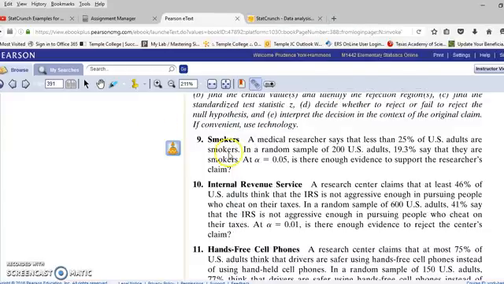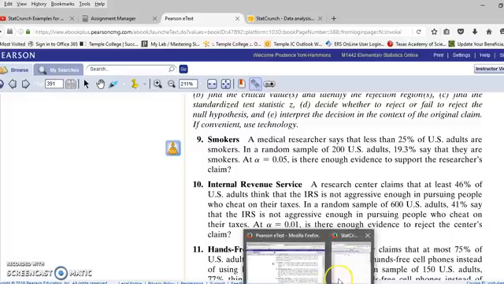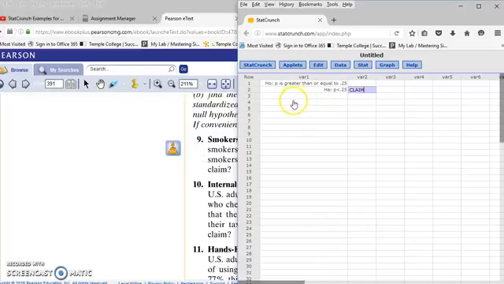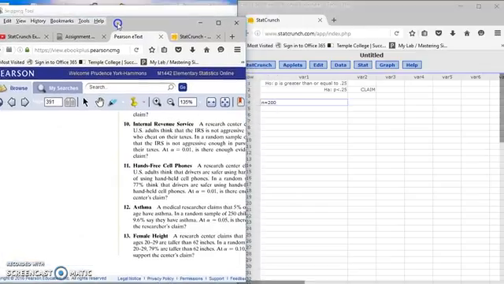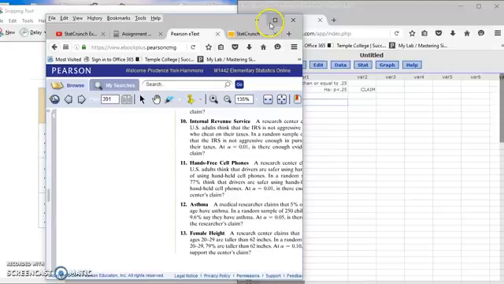Now what we're supposed to be doing is verifying whether we have enough evidence to support the researcher's claim. So it says in a random sample of 200 U.S. adults, that means that your n, I'm just going to type it down here, n is equal to 200 because that's your sample size.